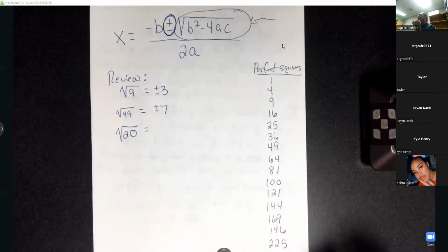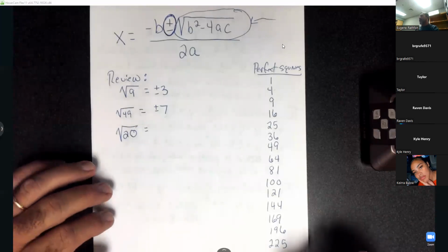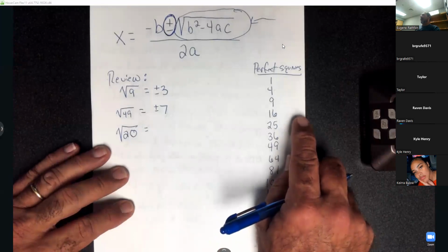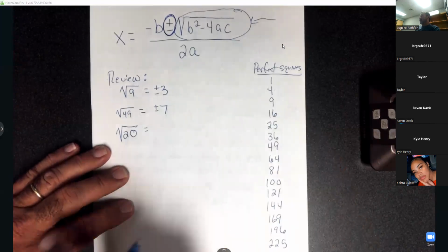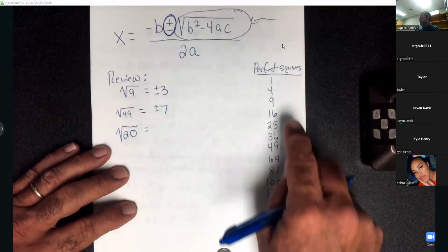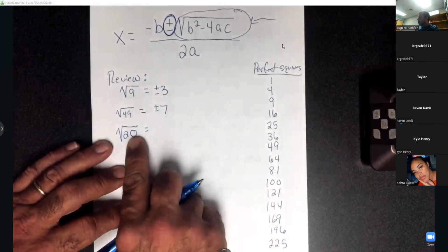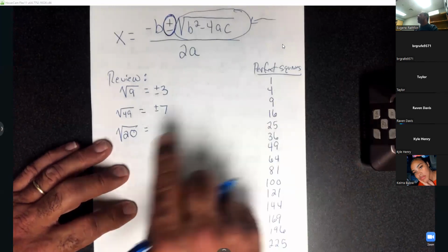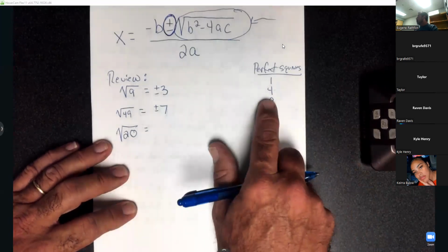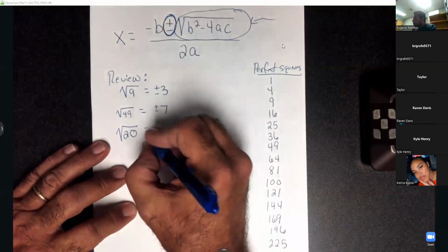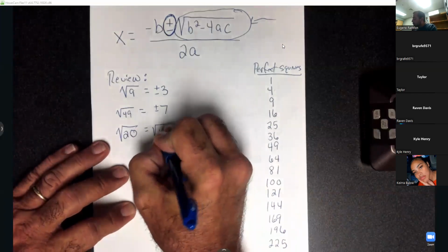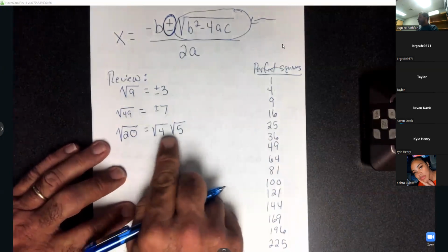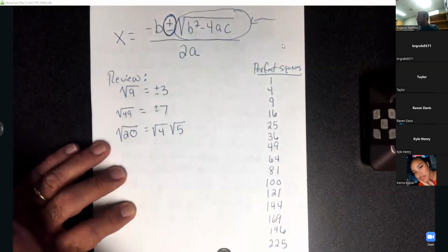Oh, I see what you're doing. So think about it this way. Someone's got 2 square root of 5, which is actually what I'm getting to. So what we do, 20. If any of these numbers are a factor of 20, we're going to rewrite the radical. So 4 is a factor of 20. So what we would do is make this a square root of 4 times the square root of 5, because 4 times 5 does give me 20, right?